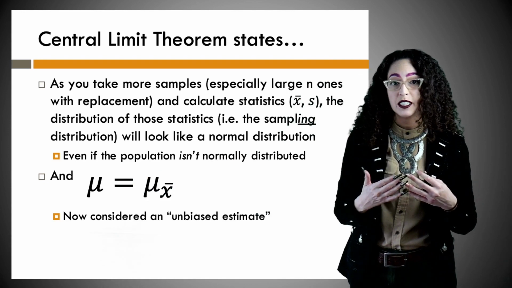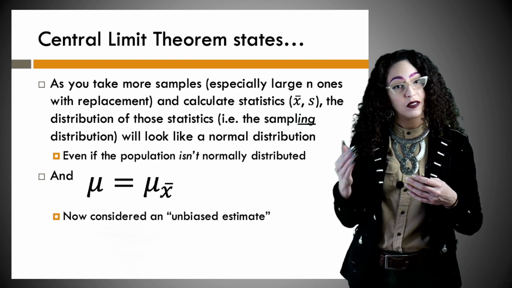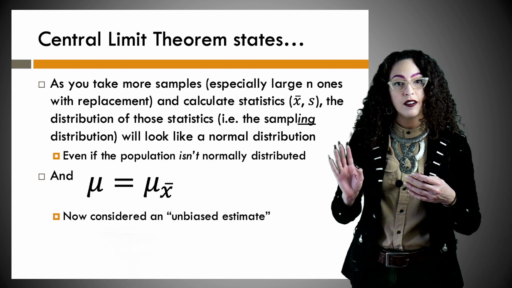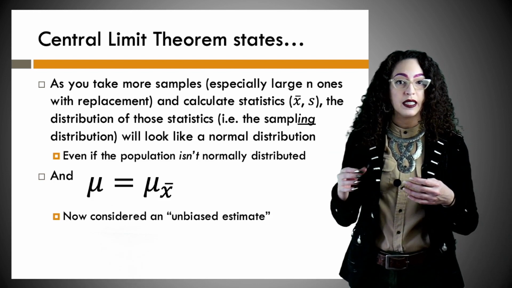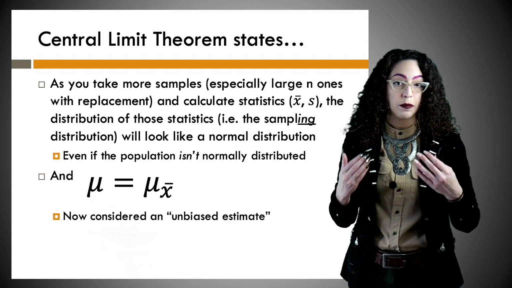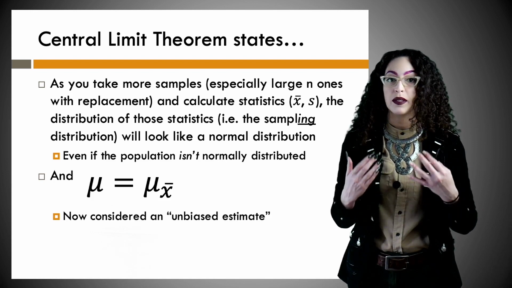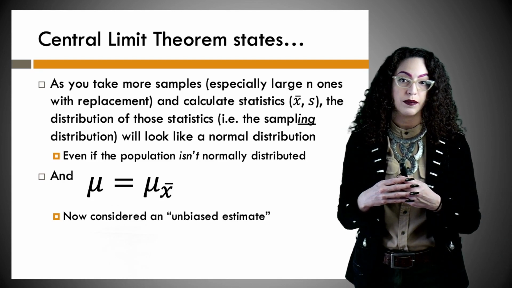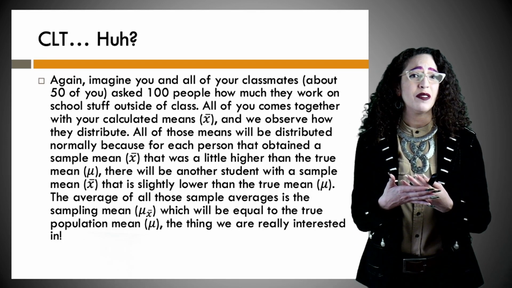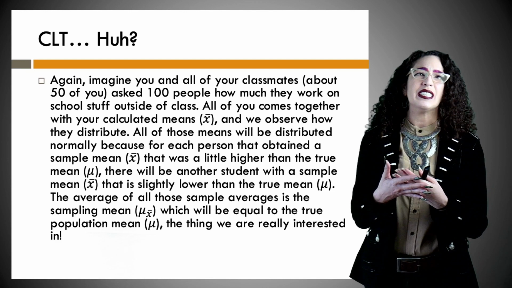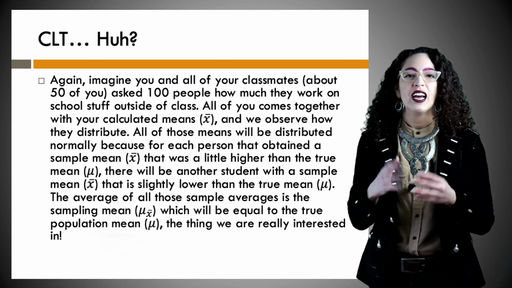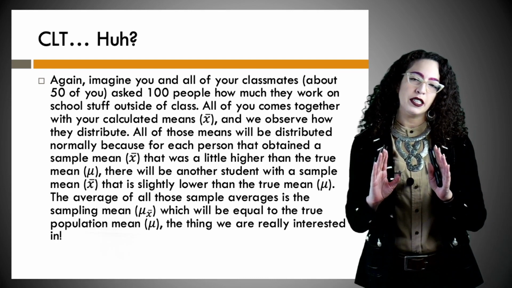The central limit theorem is a lot more than just this, but for our intents and purposes, this is what is most important: with enough large samples, the sampling distribution's mean will equal the true population mean. And this is incredibly helpful and powerful for us. So at this point, some of you might be glazing over and going, central limit theorem, what? I don't know what you're talking about. Okay, give me one more attempt.